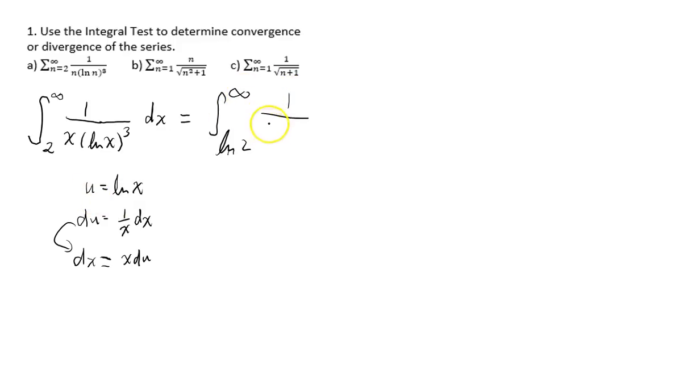Okay. We have x here. ln of x is now replaced by u. And then dx is x times du. And thankfully, these two x's cancel away, just giving us the integral from log 2 to infinity. And 1 over u cubed can be thought of as u to the negative 3 du.